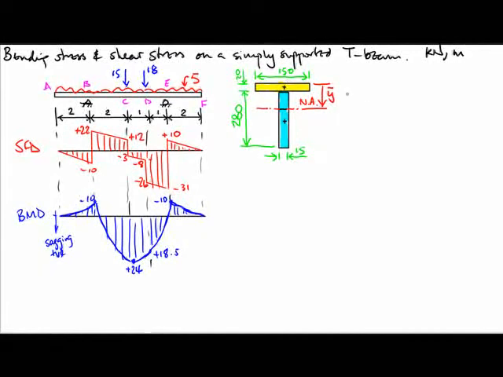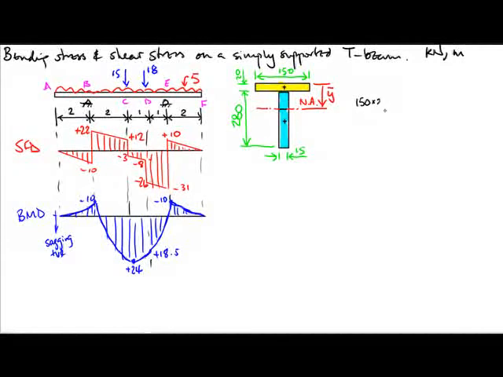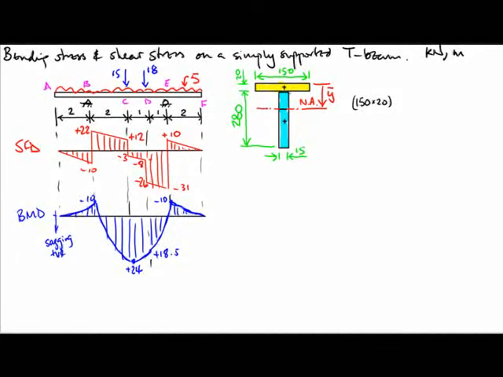So let's just take the yellow block firstly, as an individual block. The area of that block is 150 times 20, and the distance to the centroid from the top edge, seeing the block has thickness 20, is 10. So that's how much moment there is due to the yellow block.